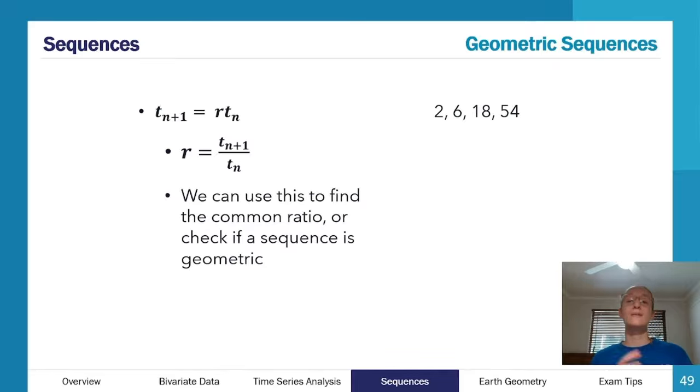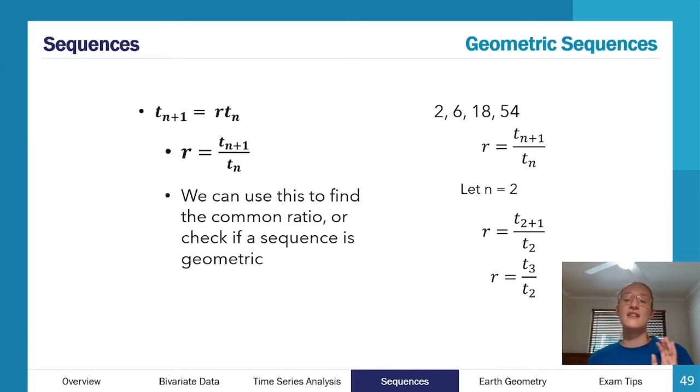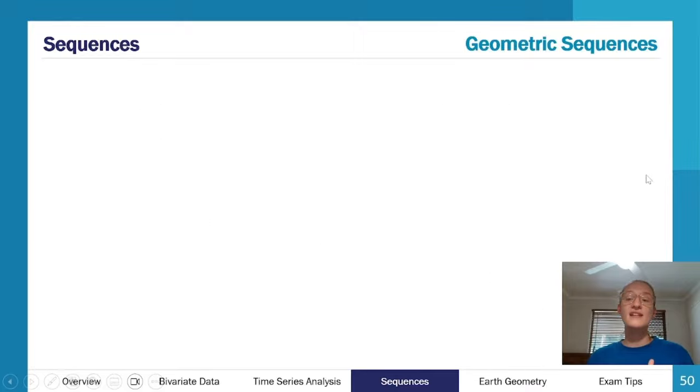So example here, 2, 6, 18, 54. Is it geometric? Well, we can check that, but I can already see it's not arithmetic because I'm not adding a consistent number each time. So let's check it using our formula. Like the example I gave before, I'm going to say let n equal 2. So by substituting every time we see an n in our formula, replacing it with 2, we can see that r is equal to t3 divided by t2, and term 3 divided by term 2 is 18 divided by 6, which gives us 3. So that's our common ratio.